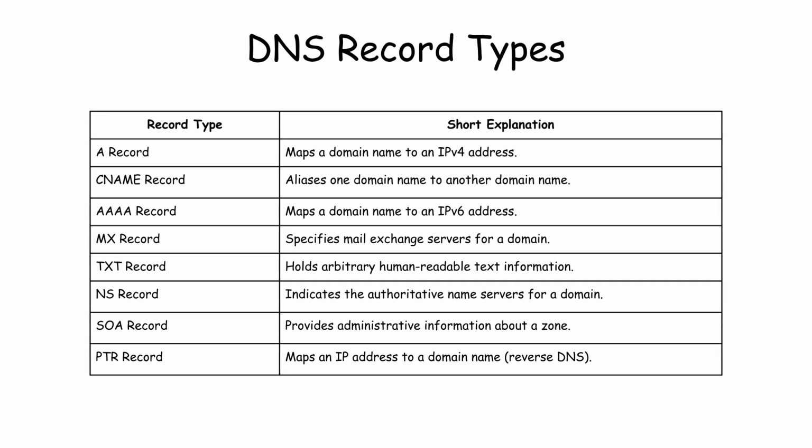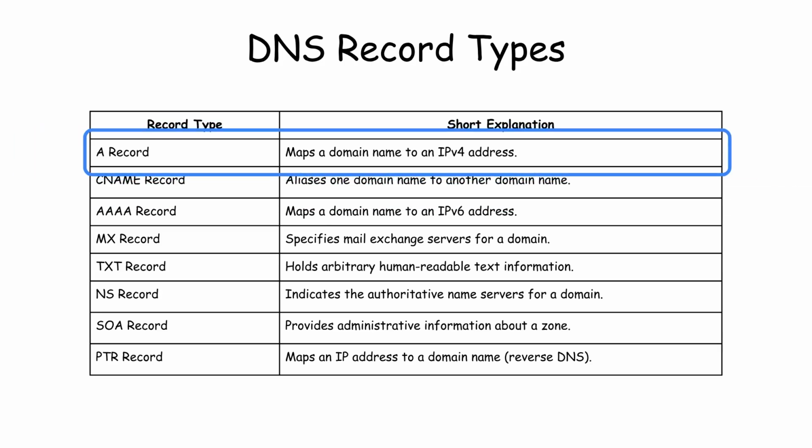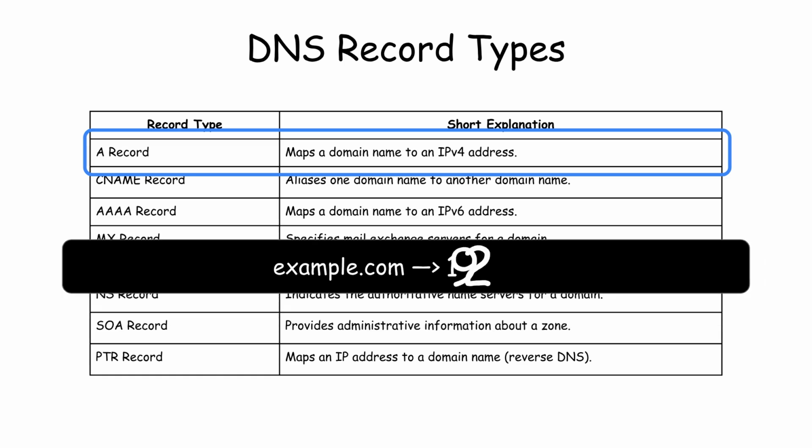Let's elaborate on two fundamental DNS record types, the A record and the CNAME record. An A record, short for address record, is perhaps the most common and crucial type. It directly links a human-readable domain name like example.com to its corresponding IPv4 address, such as 192.0.2.1. This is how your browser knows which specific server to connect to when you type a website address.